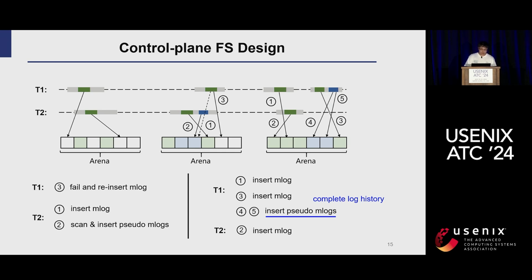When a cache FS finishes the arena insertion, it should ensure that there are no empty slots preceding the inserted M log. To this end, it scans preceding slots and inserts pseudo mlogs if there are empty slots, so as to complement the log history. Those pseudo mlogs may cause another concurrent cache FS to fail. For example, T1 in this figure would reinsert the mlog.